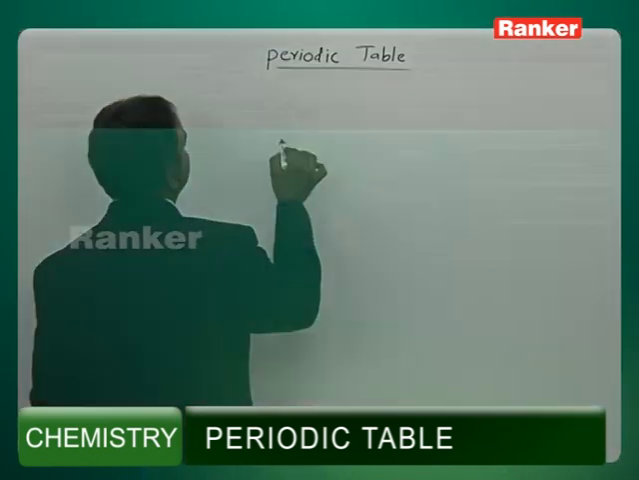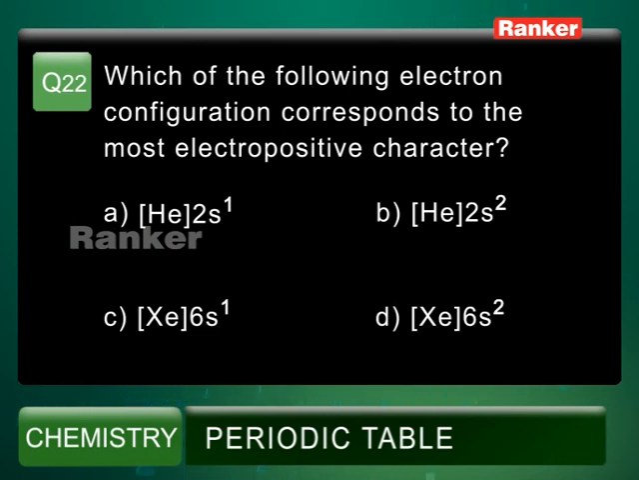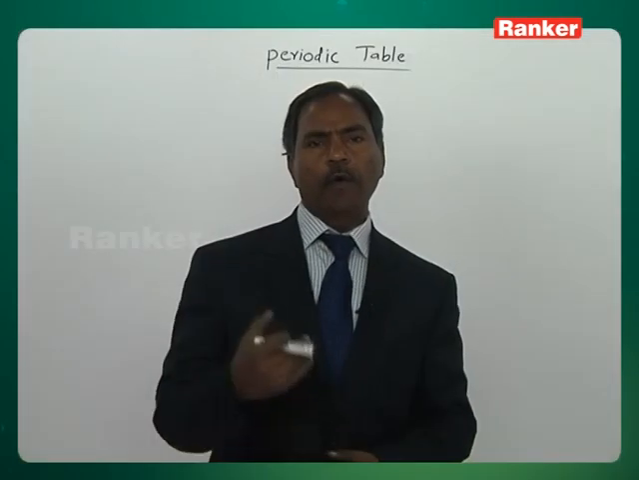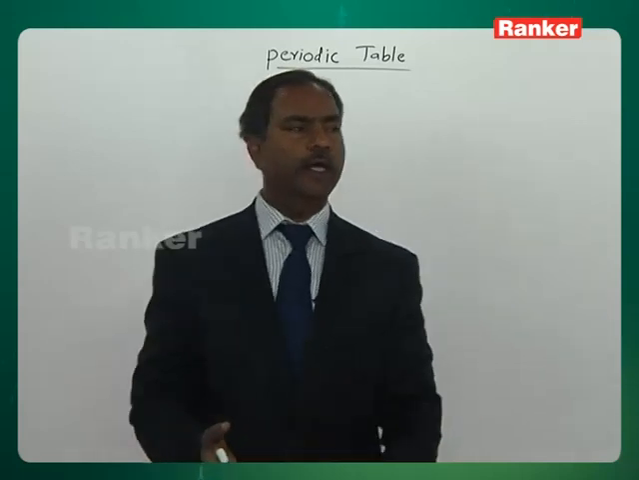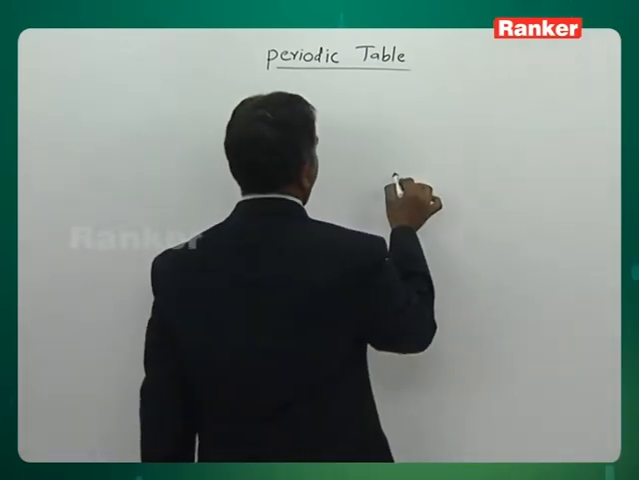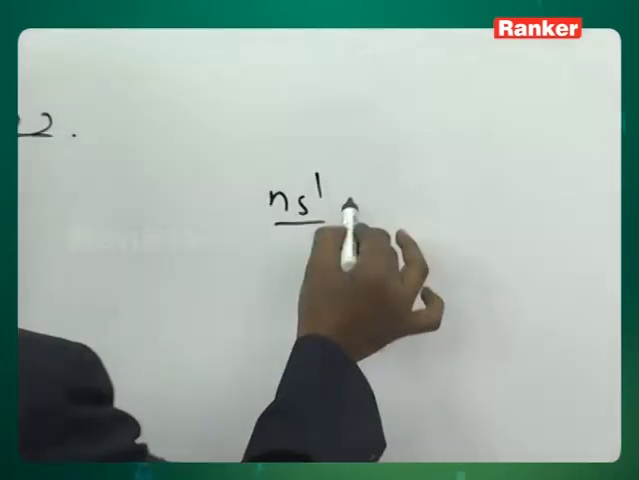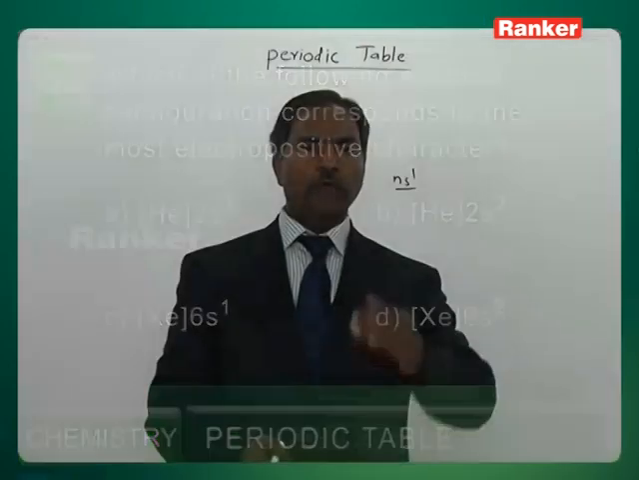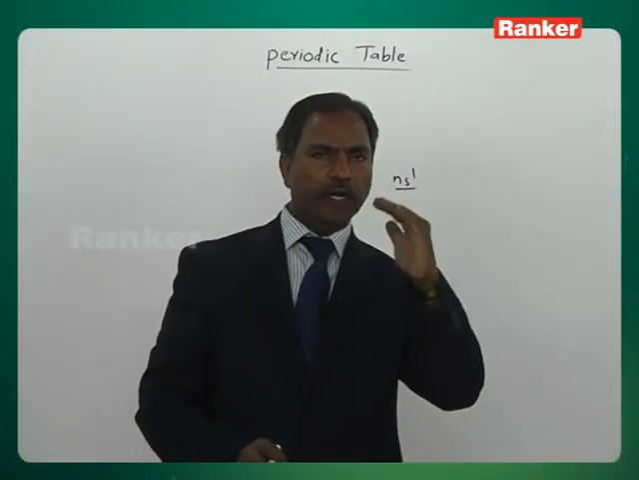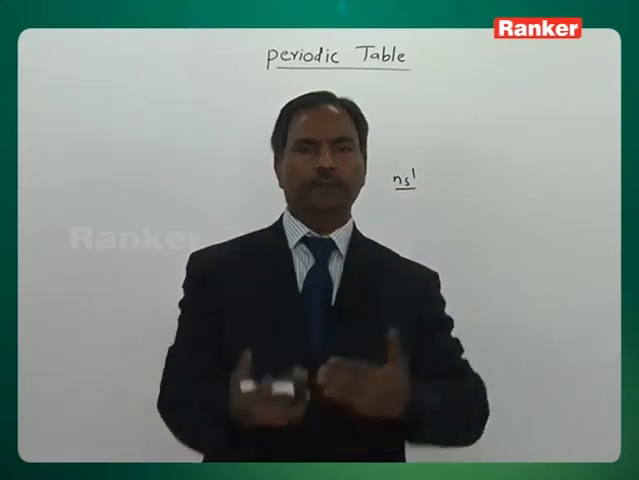Question number 22, which of the following electron configurations corresponds to the most electropositive character? Most electropositive character means you can take the first A group of elements. The electronic configuration should be ns1. This we can consider the most electropositive. Let us see the answers now. Helium 2s1 is given, helium 2s2 is given, xenon 6s1 is given, xenon 6s2 is given. We have to choose among these wherever the ns1 configuration, that is the most electropositive.